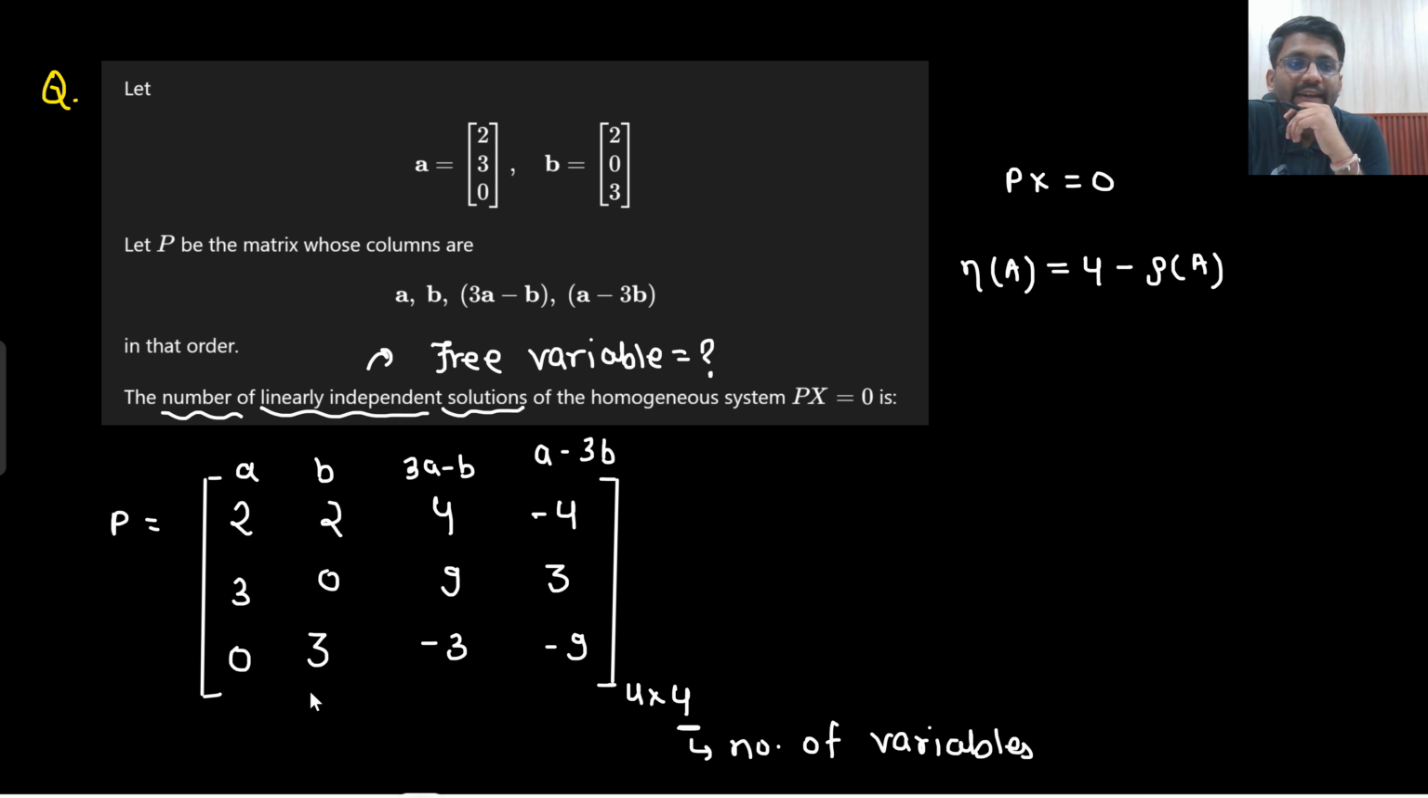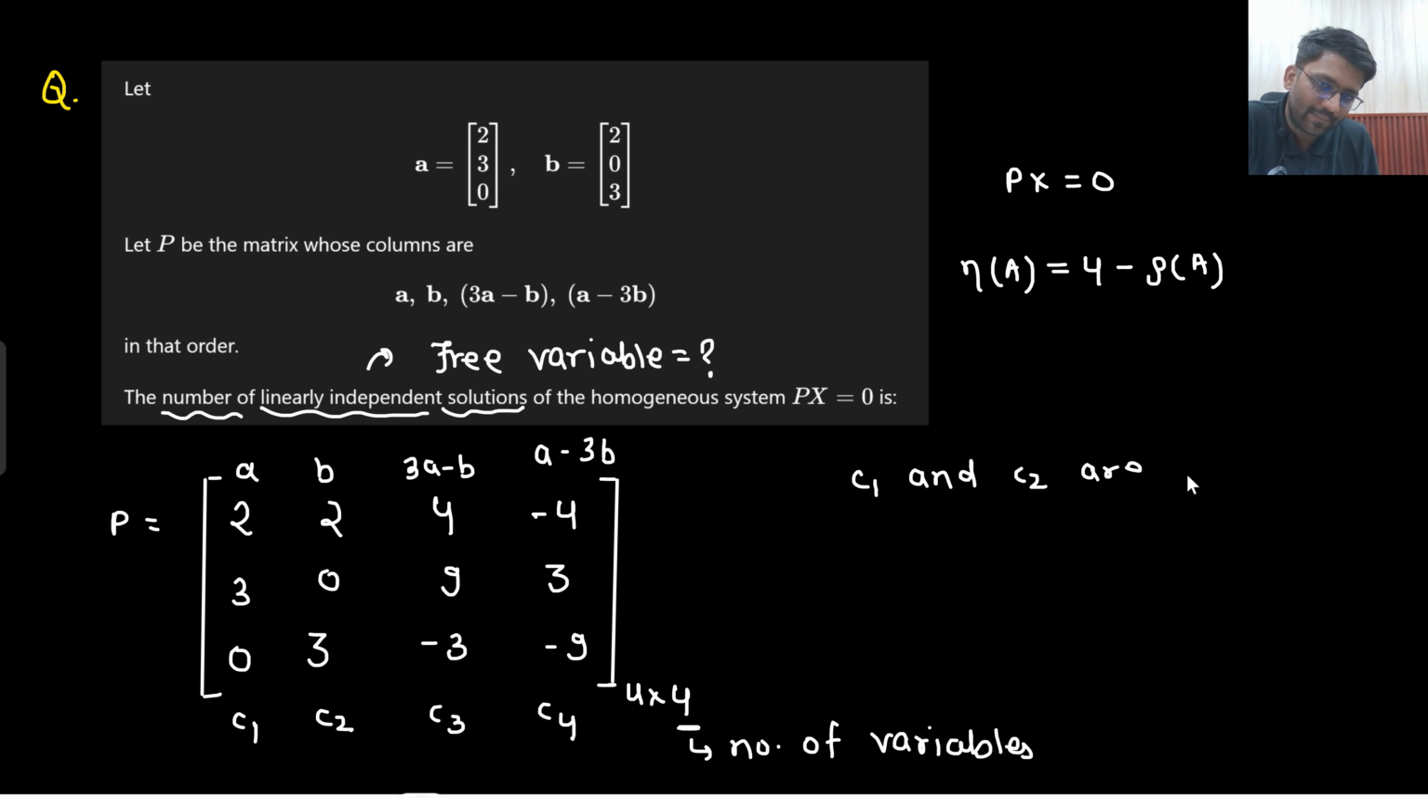Without even doing the calculation, I can say that rank of A will be 2. How can I say so? This is column 1. This is column 2. This is column 3. And this is column 4. Can I say column 1 and column 2 are linearly independent? Are they depending on each other? Column 1 and column 2?